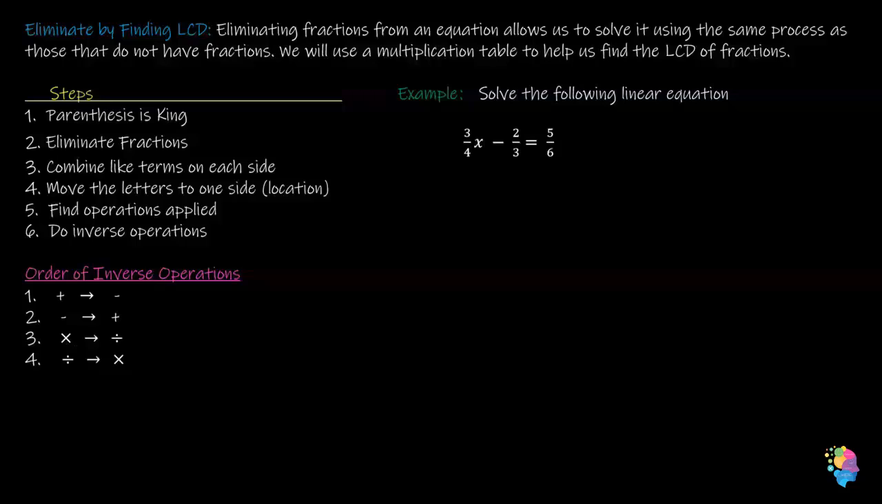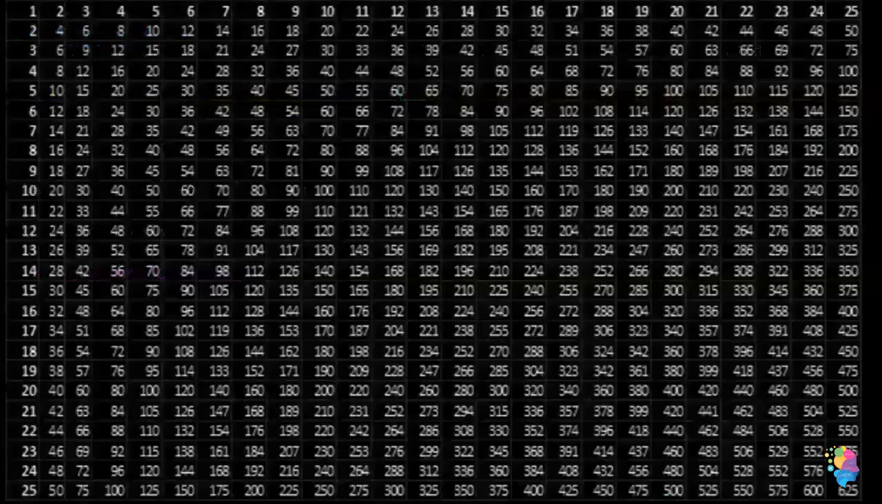First, I'm going to check if there are any parentheses, and there isn't any, so that step one is complete. The next thing is we need to eliminate fractions. The way we eliminate fractions is by finding the LCD. So we're going to look at the denominators. Here are the denominators: I have a 4, a 3, and a 6. So I'm going to go to the multiplication table to help me find the LCD of the 4, the 3, and the 6. We mark our denominators.